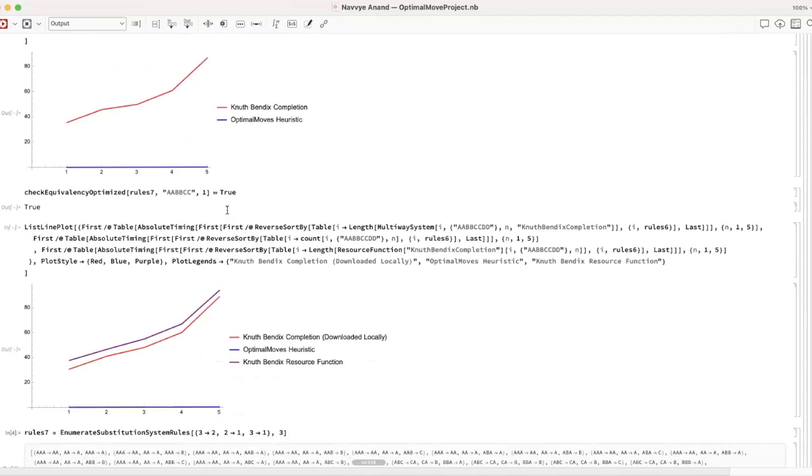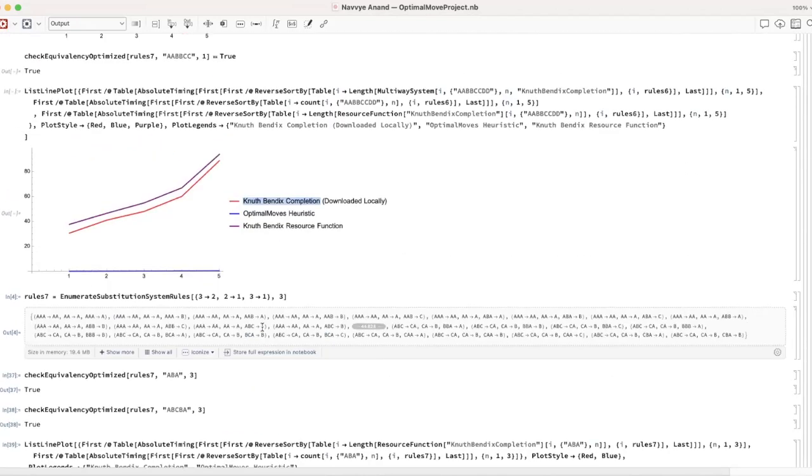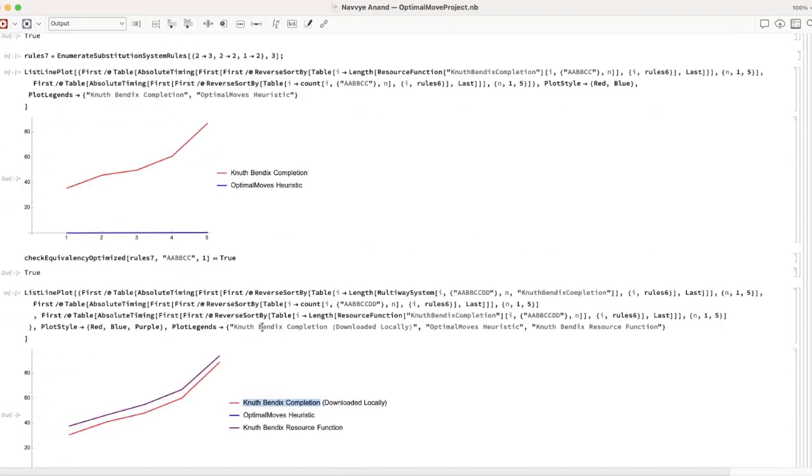And just for fun, I downloaded the Knuth-Bendix completion algorithm's notebook locally, and it still grows exponentially faster compared to the optimal move heuristic, which is quite good, which means that the optimal move heuristic is way faster than the traditional Knuth-Bendix completion algorithm. So in order to determine which substitution system grows the fastest, instead of using the traditional Knuth-Bendix completion algorithm, we can instead use the optimal moves functionality and reduce the time by a lot.